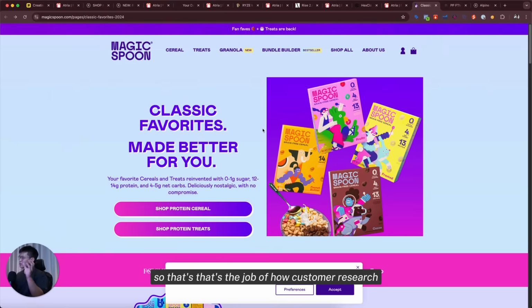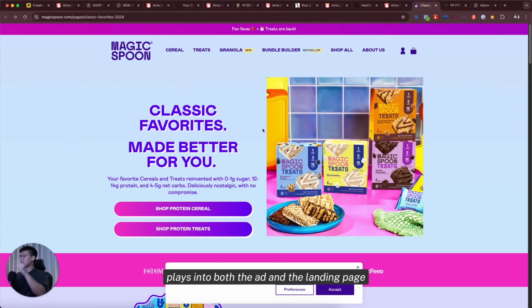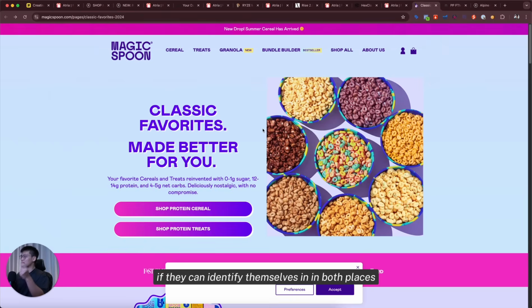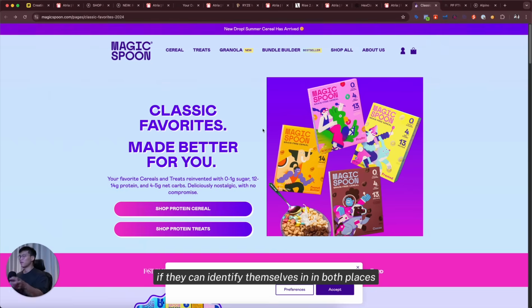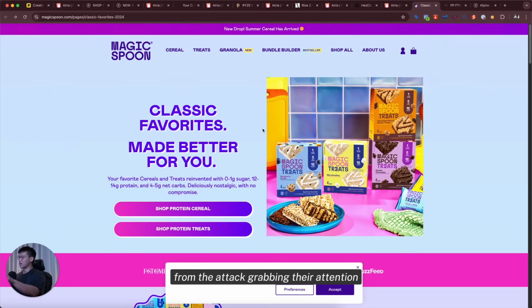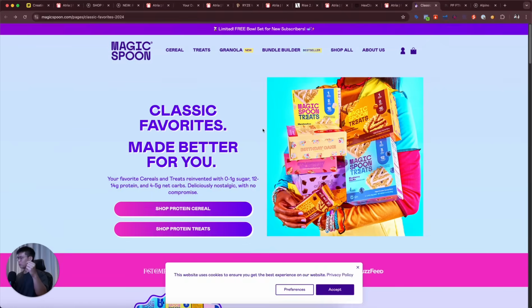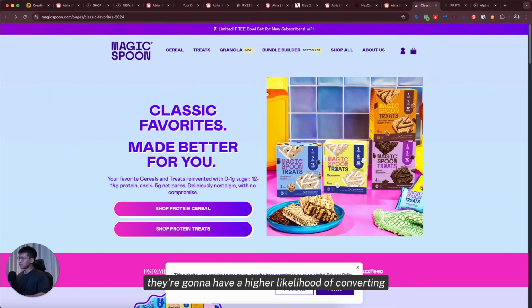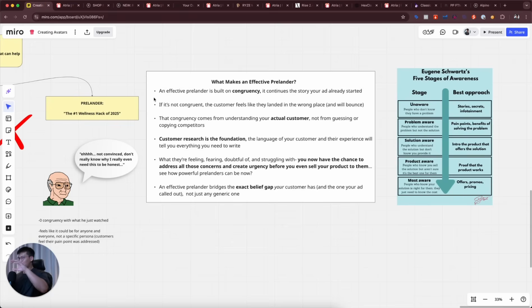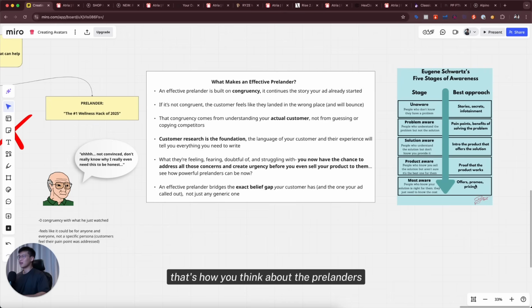So that's the job of how customer research plays into both the ad and the landing page. If they can identify themselves in both places, from grabbing their attention to when they want to make a purchasing decision, they're going to have a high likelihood of converting. That's how you think about the Prelanders.